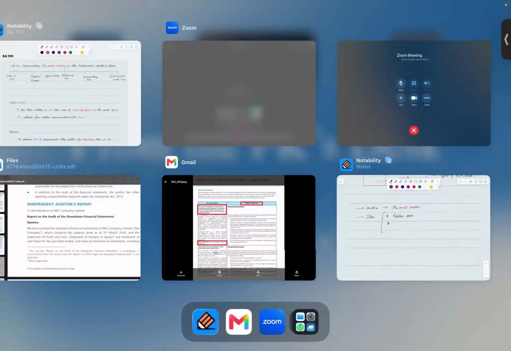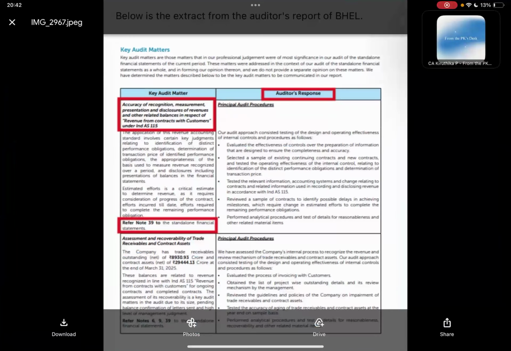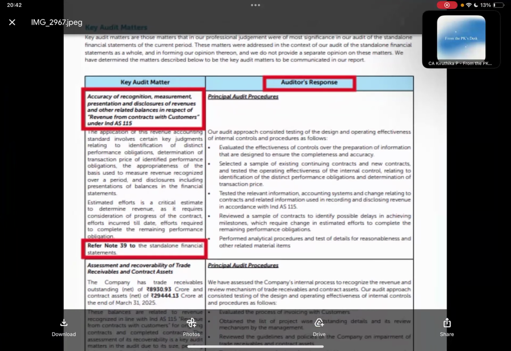Let me take an example. This is the key audit matter. This is one of the companies which has presented as per Ind AS, which you will learn in your final exams, if you are doing your inter now. So this is with respect to revenue. And here, the auditor has said that with respect to revenue from contract with customers, he has found some key audit matter, which was more significant in his audit, and hence he has included that.